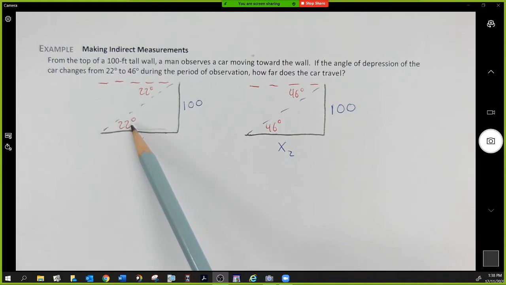So from this 22, my opposite side is 100 and my adjacent side is x1. So I could use tangent again, but here's my beef. I'd be trying to solve for the denominator, which is actually kind of more work than I want to do. So how do I make this x my numerator?